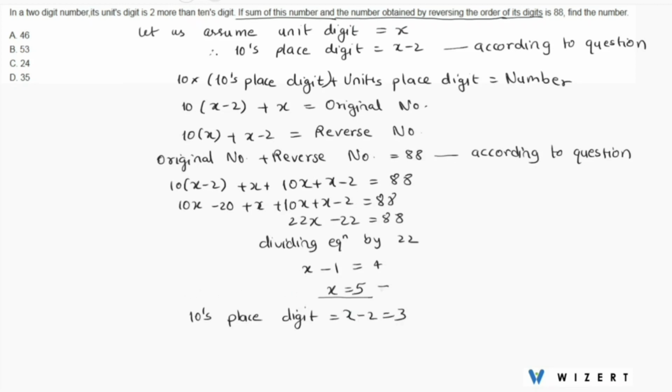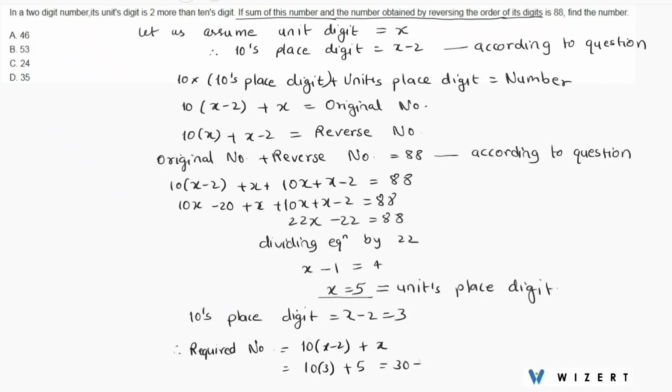This is the units place digit. Therefore we have to find the number. Therefore the required number is equal to 10 into (x minus 2) plus x. So x minus 2 is 3. So 10 into 3 plus 5, which is equal to 30 plus 5, which is equal to 35. So the required number is 35.